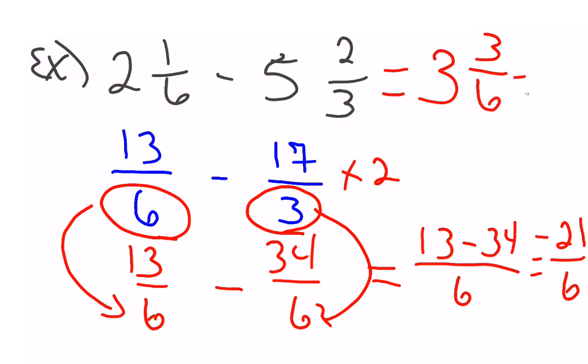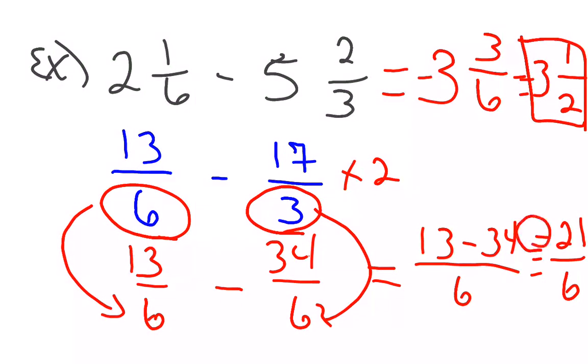3/6, but we need to reduce our fractions. 3 goes into both of those. 3 goes into 3 once. 3 goes into 6 twice. So we get -3 1/2, because the negative sign stays.